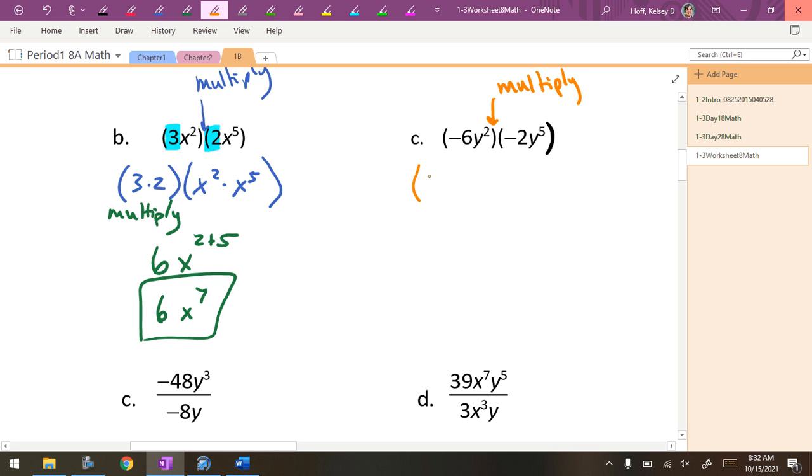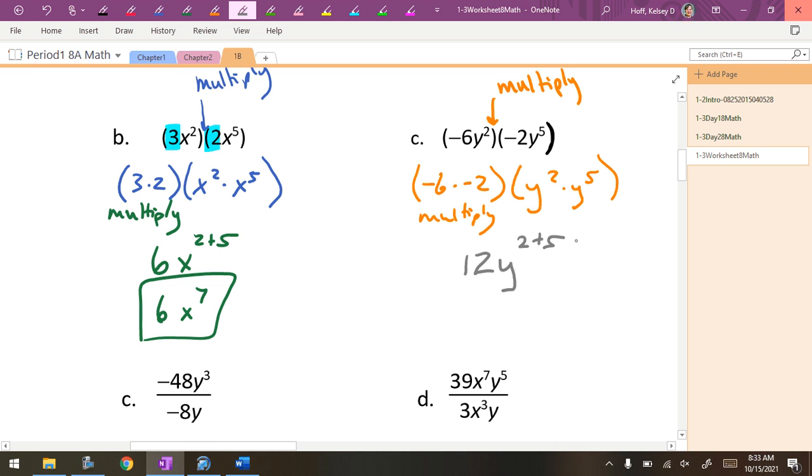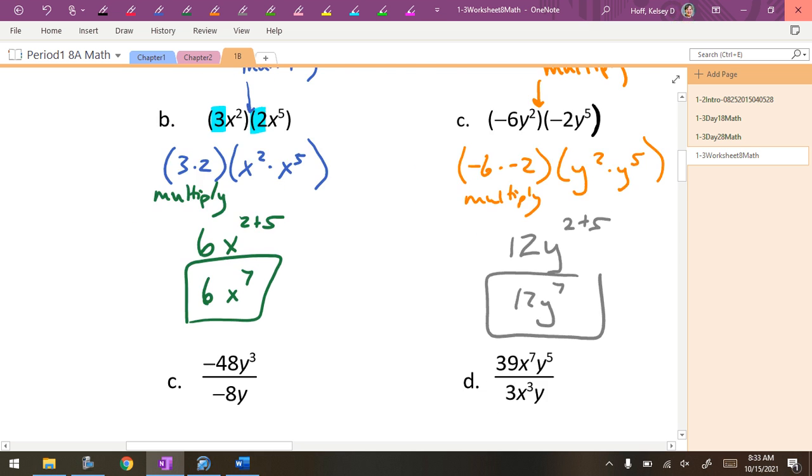All right, my coefficients are -6 and -2. And then y squared and y to the 5th. When you multiply -6 and -2, we get a +12. Keep your base of y, and we add 2 plus 5, 12y to the 7th. Good, that's what we did on Wednesday. You remember that. Good job.